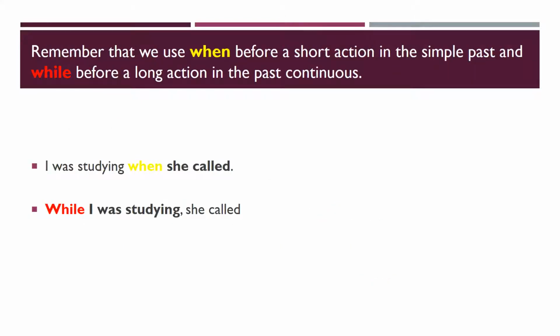We often use the past continuous tense with the simple past tense. We use the past continuous to express a long action and simple past tense to express a short action that happens in the middle of the long action, as I've mentioned before. We can join the two ideas or two actions with when or while. Remember that we use when before a short action in the simple past and while before a long action in the past continuous. For example, I was studying when she called.